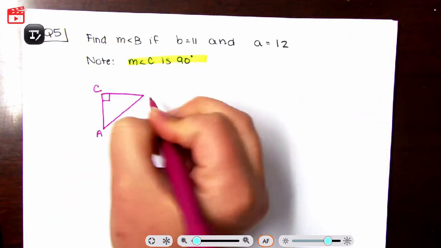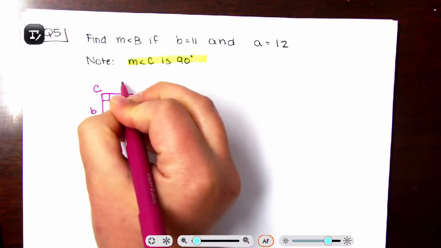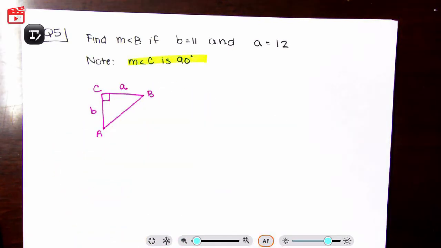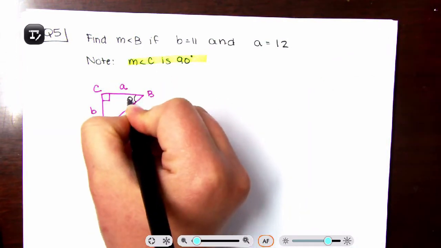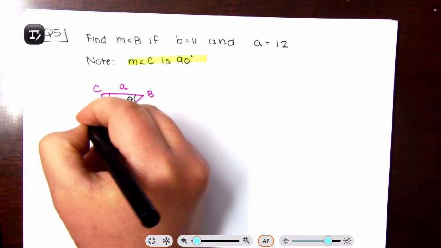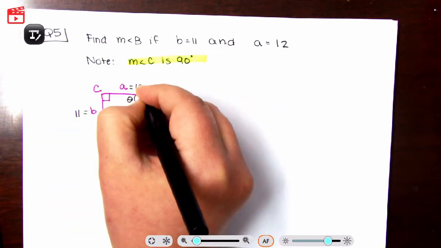A and B placement doesn't matter as long as little b is across the street from big B and little a is across the street from big A. We have the measurement of B that we want. We also have that little b is 11 and that little a is 12.